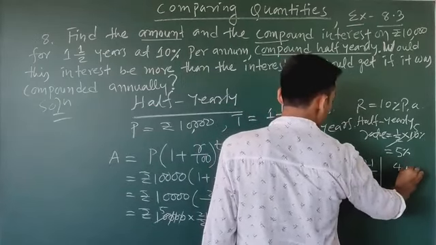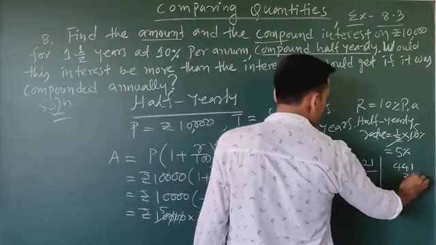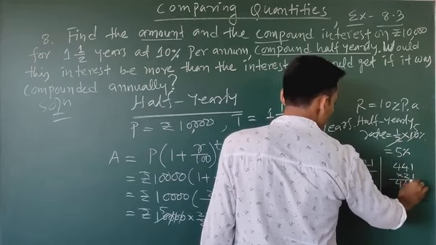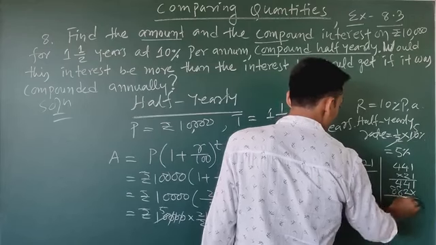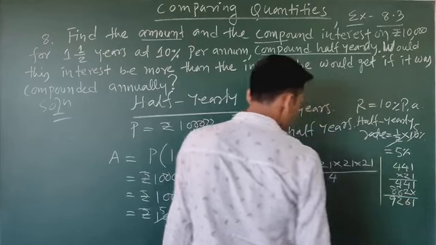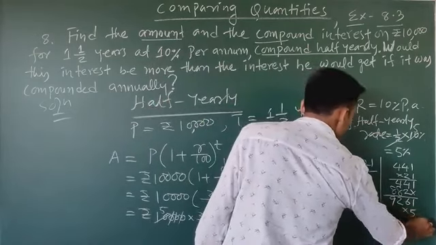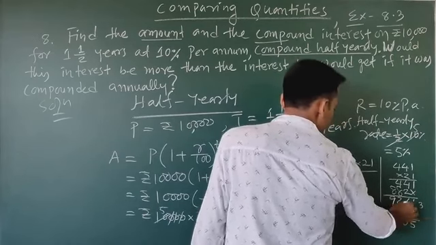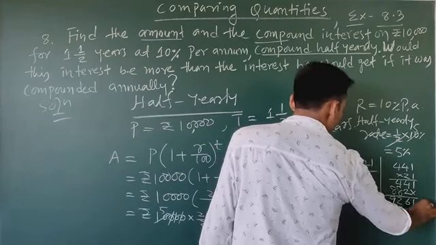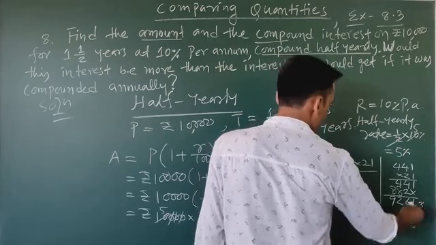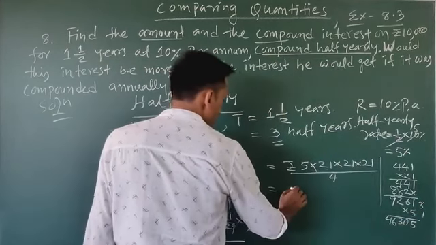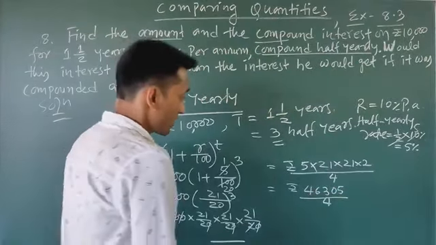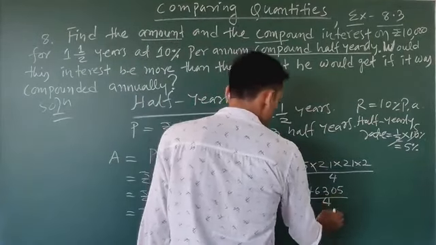21 into 21 we have 441, into 21. 1 4 1 is 1, 1 4 is 4, 1 4 is 4. 2 1 is 2, 2 4 is 8, 2 4 is 8. 1 6 12, 9261 into 5. 5 1 is 5, 5 6 is 30, 3 in hand, 5 2 is 10 plus 3, 13, 1 in hand. 5 into 9, 45 plus 1 is 46. How much we get? 46305 divide by 4.